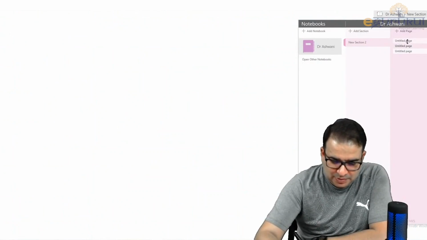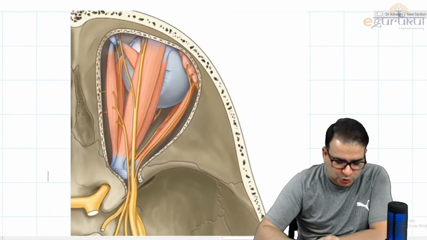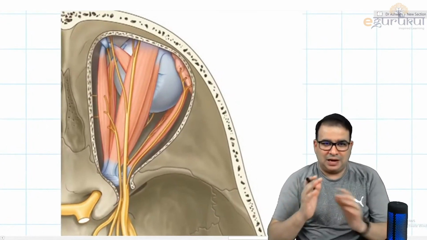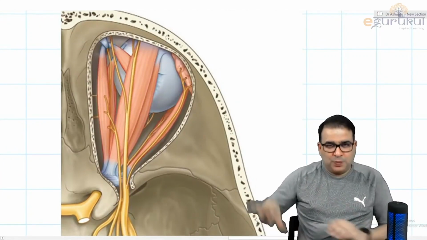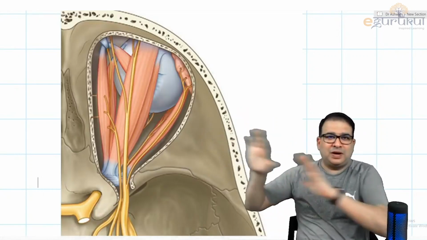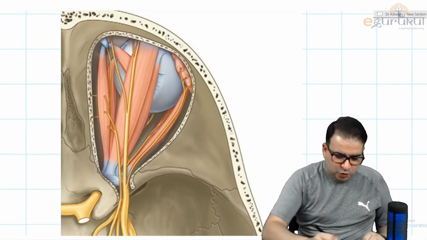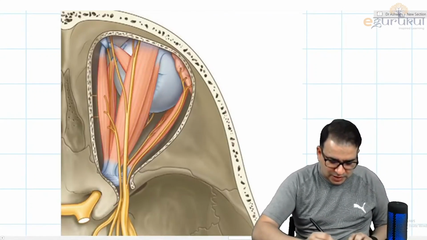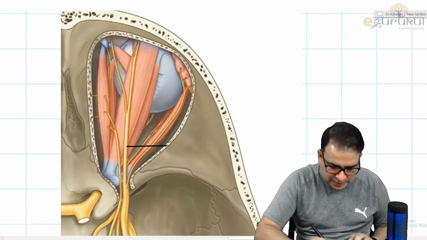Well, what you have just drawn, look, let's start from here. I try to draw exactly on this function. As soon as you open the roof of the orbit, as soon as you remove the roof of the orbit here, the first thing that you'll see is this branch here, and that is the frontal nerve.